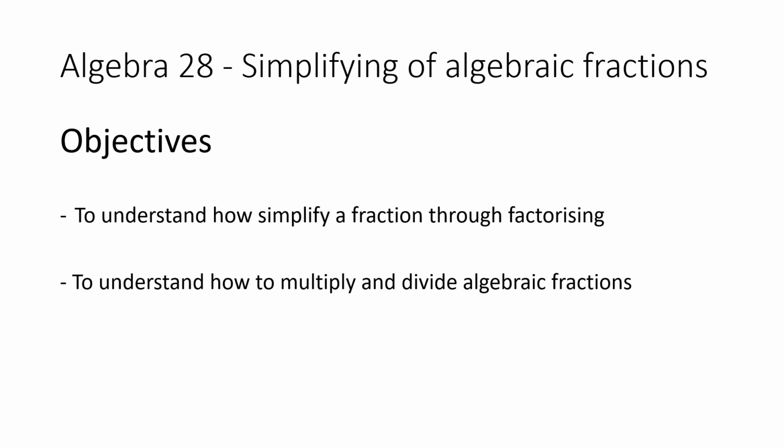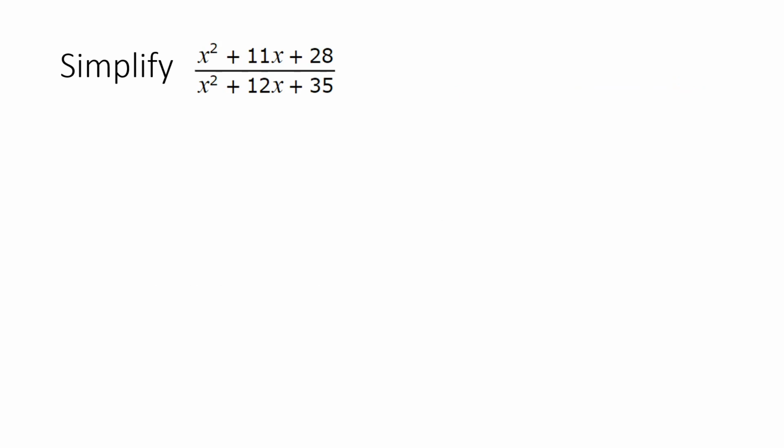What's up, guys? Today we're going to look at algebraic fractions and simplifying of algebraic fractions. Let's get straight into it. So, how would we simplify something like this? x squared plus 11x plus 28 divided by x squared plus 12x plus 35. Well, the first thing we need to do is factorize. We need to factorize top and bottom as best as we can.